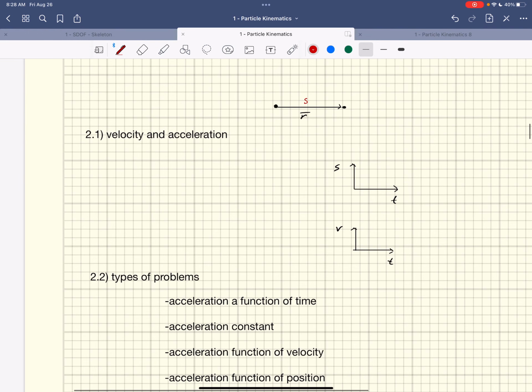And then acceleration is dv/dt, which is just v dot, which is equal to s double dot. And if we had a plot of velocity, acceleration again would be the slope of this, a over 1.